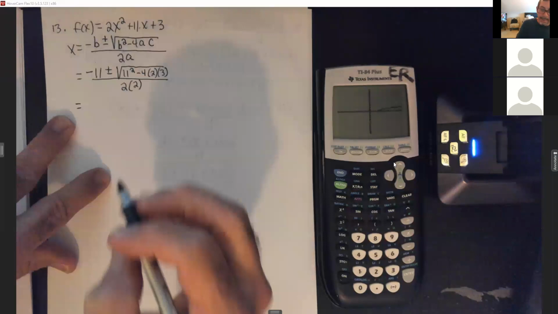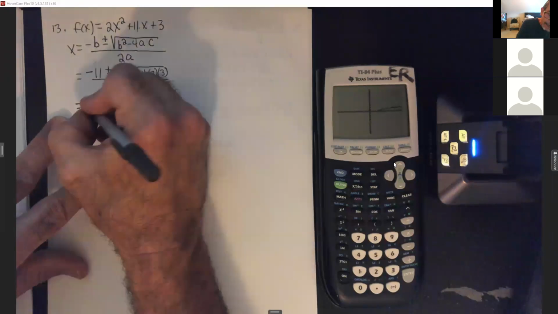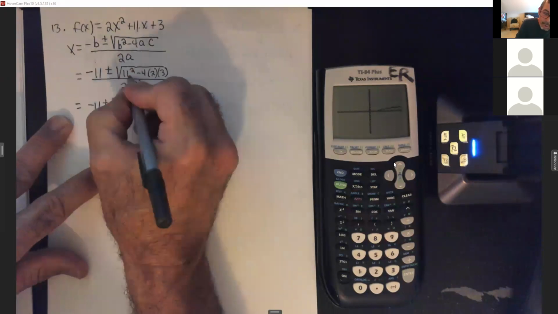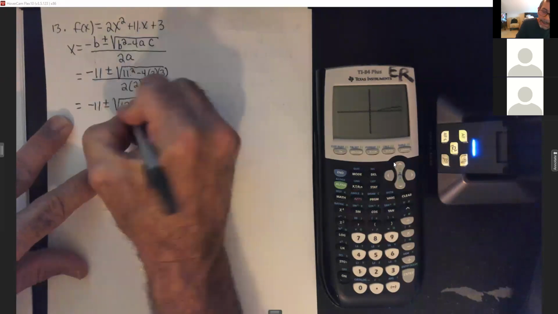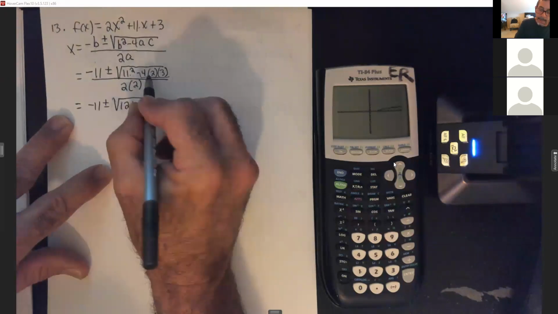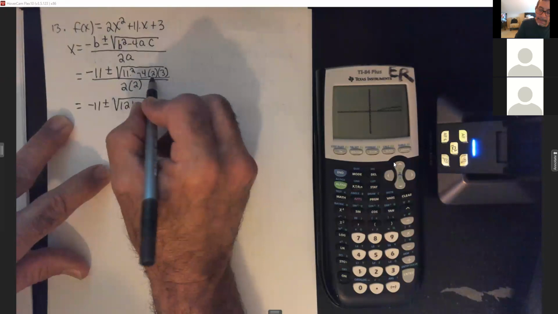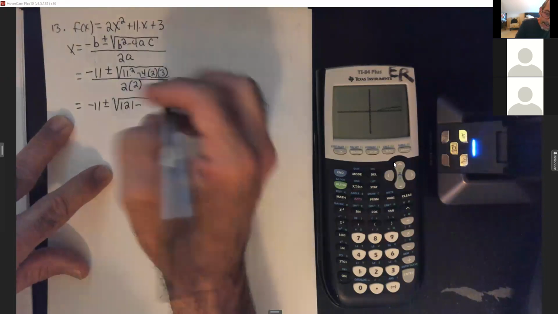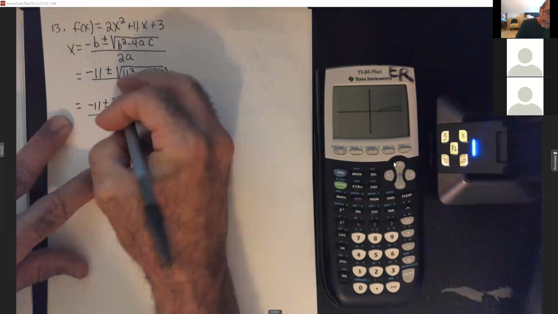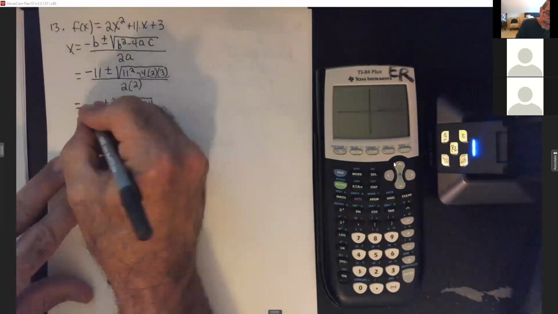All right, y'all, so that gives me my negative 11 plus or minus. Under the radical, 11 times 11 is 121. There's only one negative, so that's going to stay negative. And let's see what we get. 4 times 2 is 8. 8 times 3 is 24. All that's over 2 times 2, which is 4. All right, so bring down the negative 11.